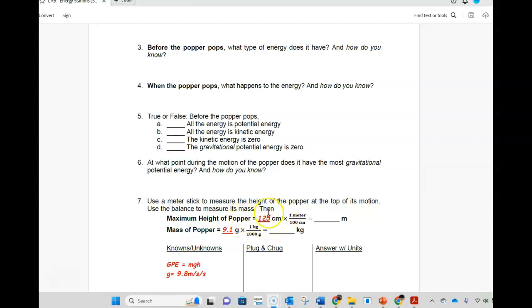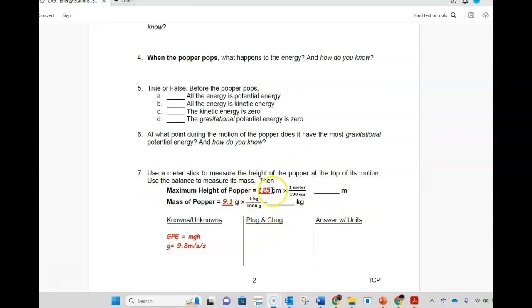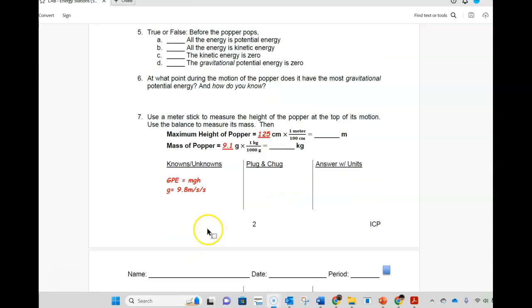Here you have the distance in which your popper popped, how high it popped in centimeters. You are going to convert it into meters. Again, this is multiplying through the conversions. In this case, you're going to divide by 100 to change it into meters, because for the units for this formula, mass is in kilograms, whereas distance, height, is in meters. Here's the mass of our popper, and you need to convert it because it starts out in grams. We have to convert it into kilograms in order to plug it into the formula. So that's for station 1.